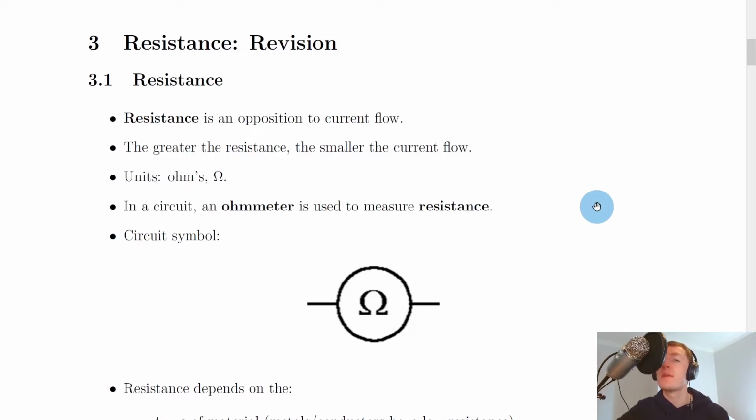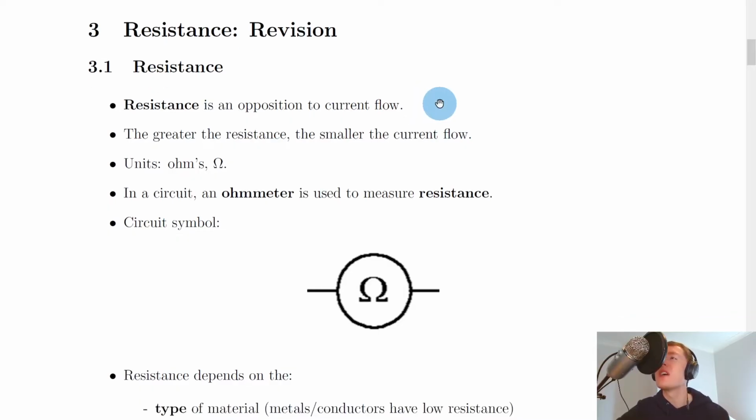Mr. Mitchell here. In this video we're going to recap resistance, so let's get started. Now just like current and potential difference, we also saw resistance in the National 5 electricity topic, and it also appears in the higher physics electricity topic, so this will act as a bit of a recap from National 5. So what is resistance first of all?